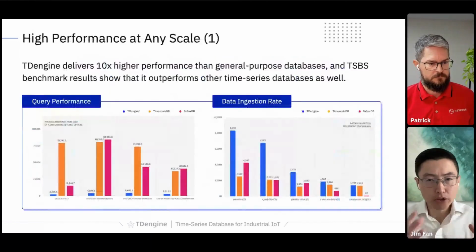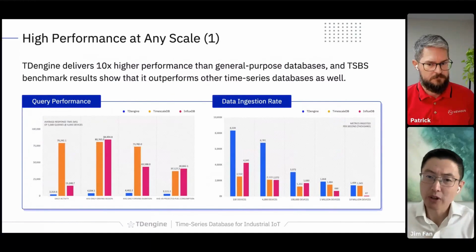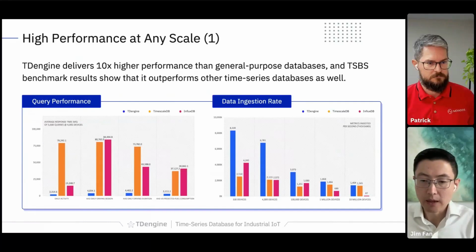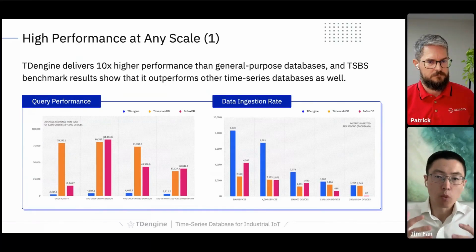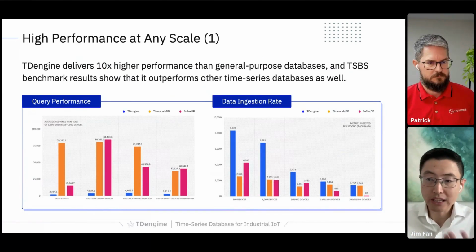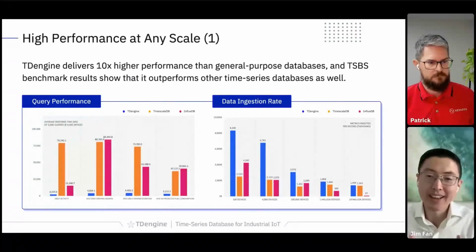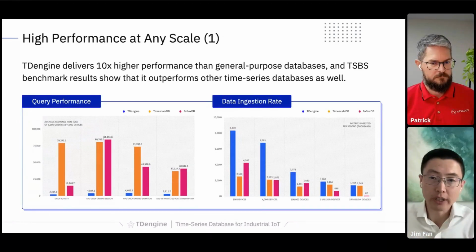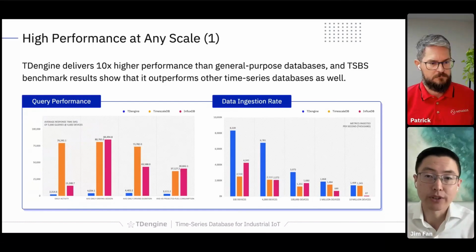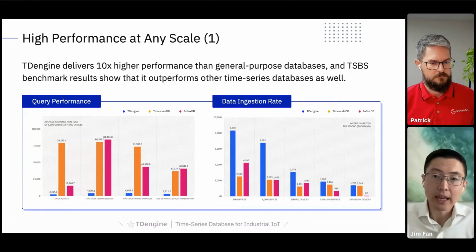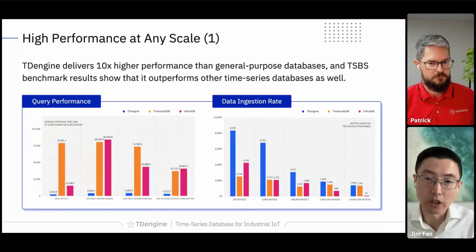So we say that compared to a non-time series database, a time series database has a huge advantage in performance and also in cost. But how about within time series databases? These are the reports done by what's called TSBS, an industry standard benchmarking tool. It's not invented by TDengine; it's designed to measure and compare the performance of different time series databases. And we used that standard tool to do some comparison between TDengine and some of the other major time series databases on the market.